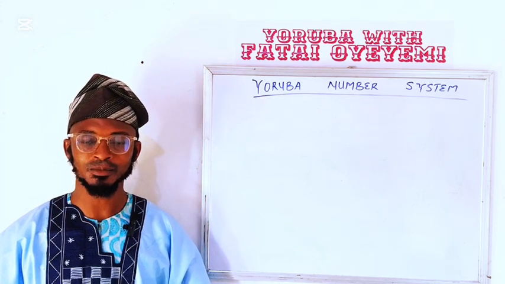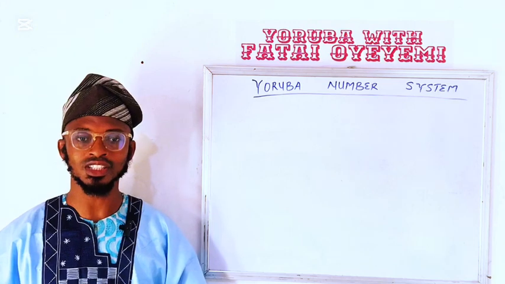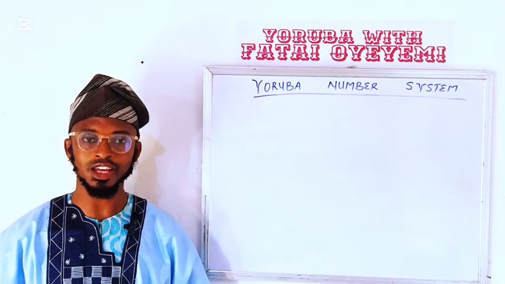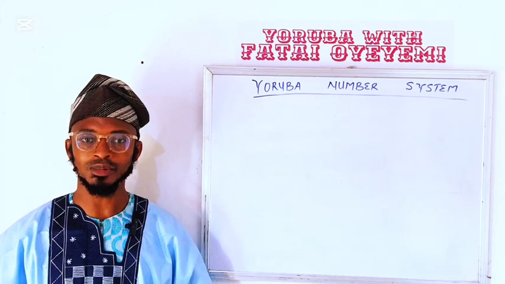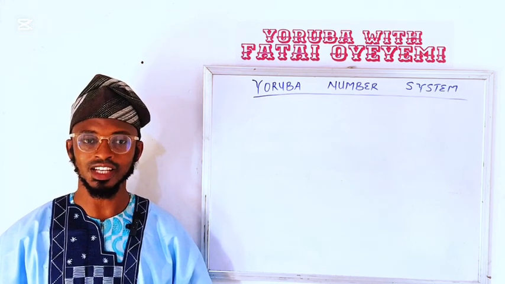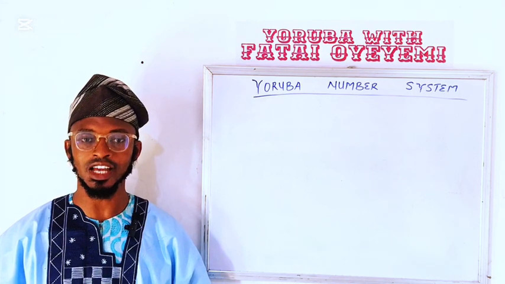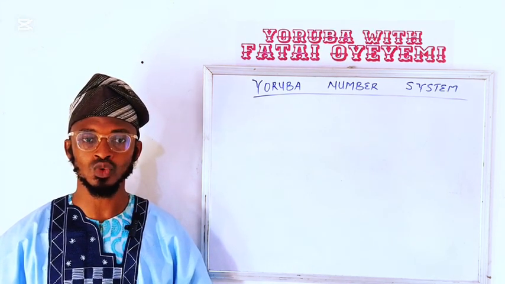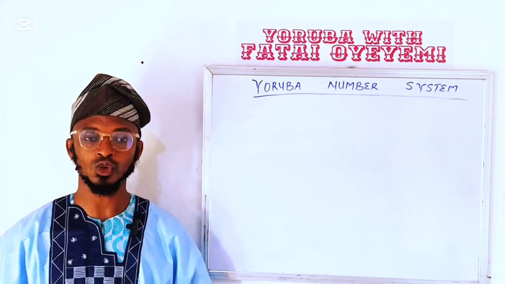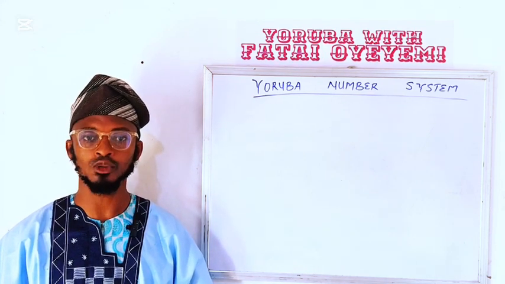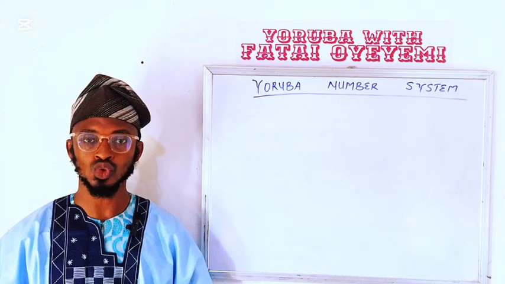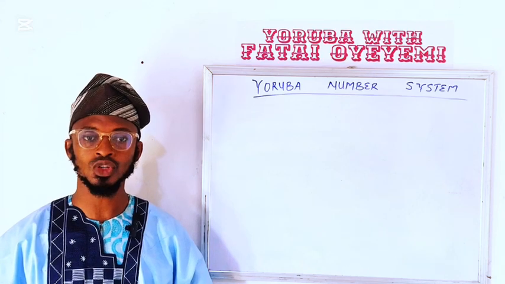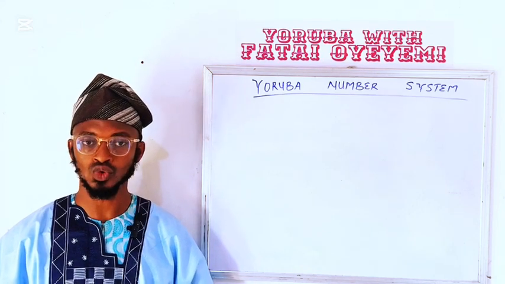And in this lesson, we're going to be continuing on our Yoruba number system series. This is episode 5 in this series. In episode 1, we took numbers 1 to 10. In episode 2, we took numbers 11 to 20. In episode 3, we learned how to count from 21 to 30. And in episode 4, we took whole numbers from 20 to 100. So today, we are going to continue from 100 to 200.